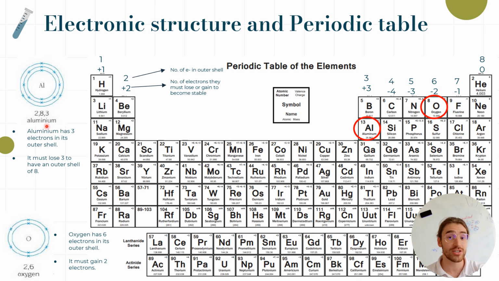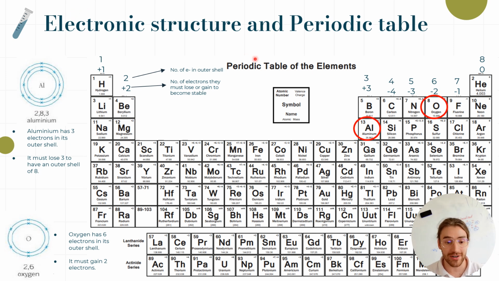The electron configuration we can see here is also 2, 8, 3, and therefore it is going to lose 3 electrons to get a full outer shell from the previous shell. The same thing with oxygen here. Oxygen has 1, 2, 3, 4, 5, 6, therefore it's in group 6. 6 to get to 8, it's going to gain 2 electrons. That means it's going to become a negative ion, O negative 2.